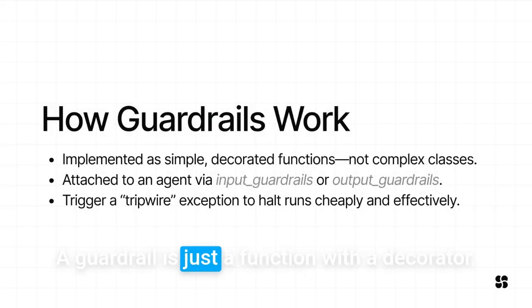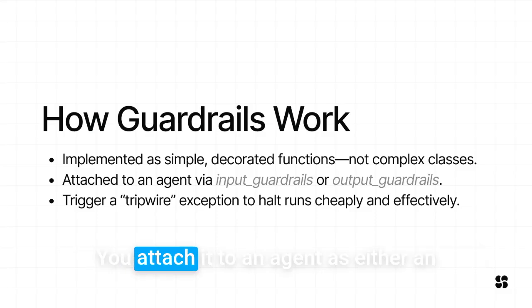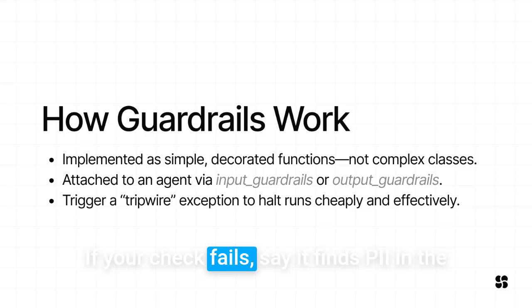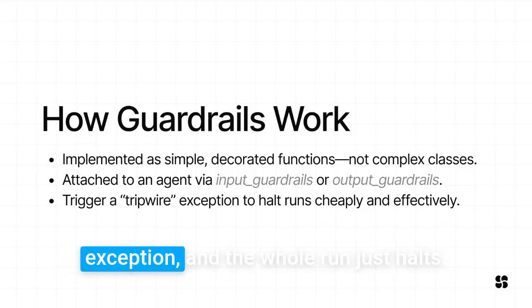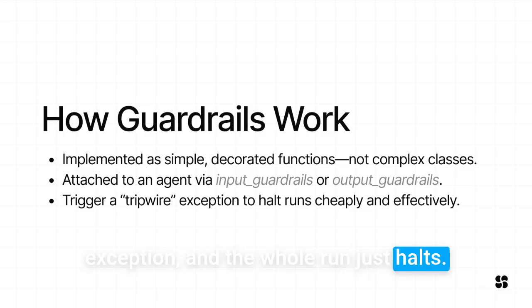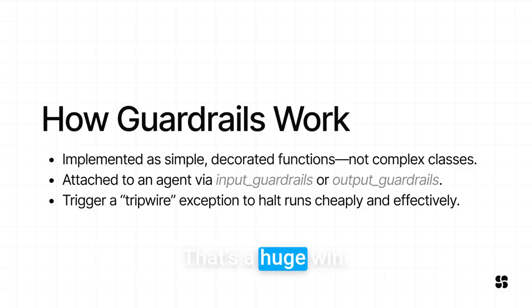A guardrail is just a function with a decorator. You attach it to an agent as either an input guardrail or an output guardrail. If your check fails, say it finds PII in the output, it triggers what they call a tripwire exception, and the whole run just halts. It's cheap, it's effective, and crucially, it can stop a bad request before you waste money on an expensive model call. That's a huge win.